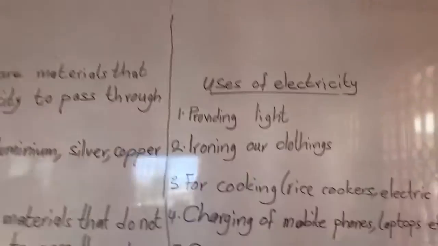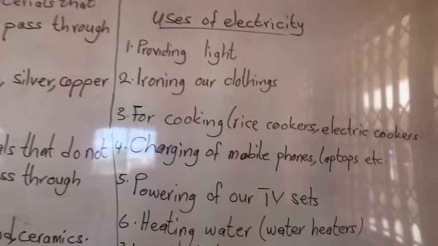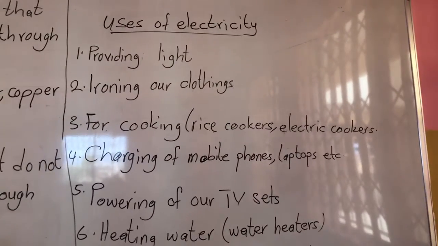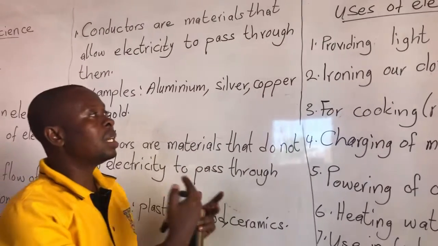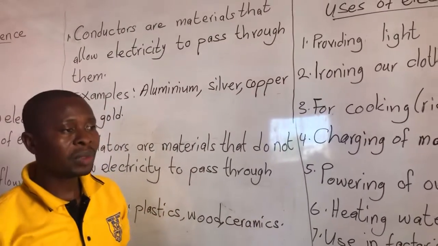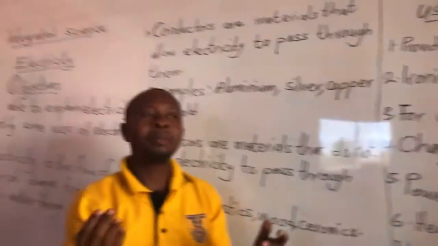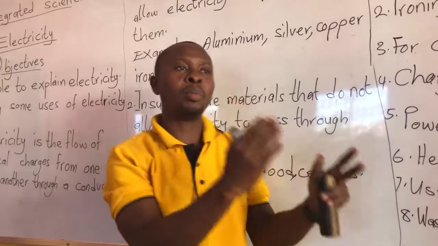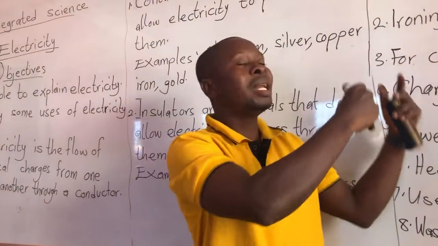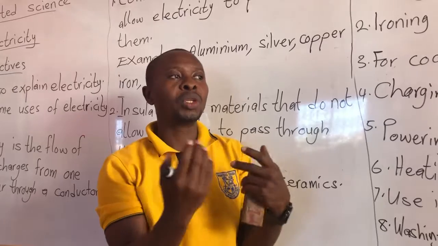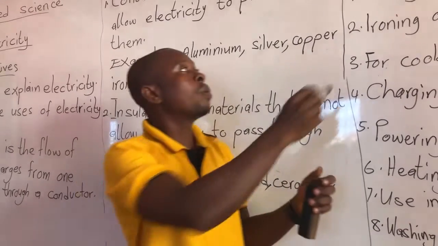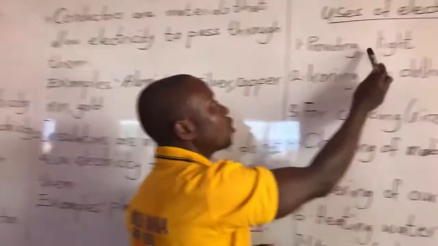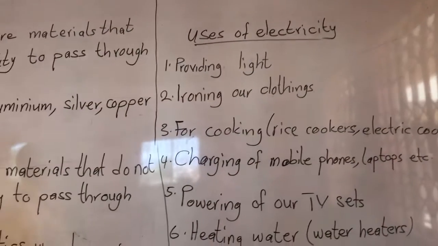For example, providing what? Light. We use electricity in our home to provide light. Most of the light we use at home, even during daytime and nighttime, is provided by what? Electricity. We use electrical bulbs, that is, bulbs that convert electrical energy to what? Light energy for us to use in our homes. So electricity provides us with what? Light.